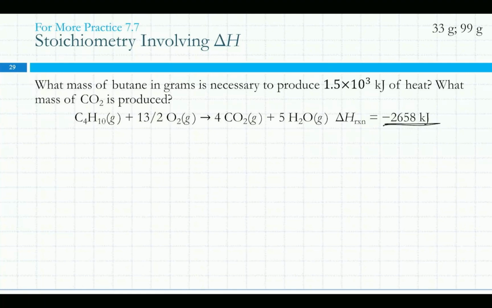Yeah, because this, and maybe I should have done this on a previous slide, but we can draw up a bunch of different ratios. It's like negative 2,658 kilojoules per how many moles of, that's what do we want, the butane first. If I look at my chemical equation, there's no coefficient, meaning 1. So negative 2,658 kilojoules per 1 mole of butane, which is the C4H10.